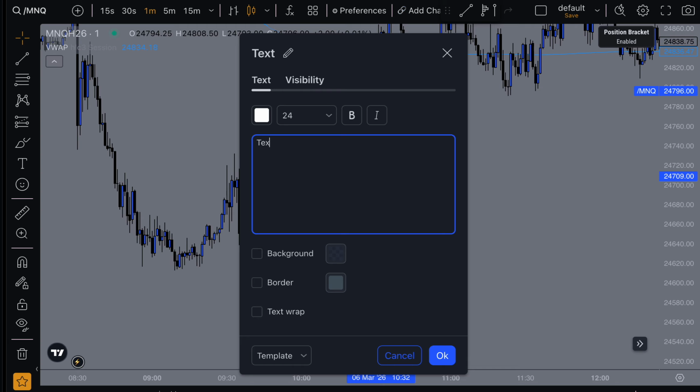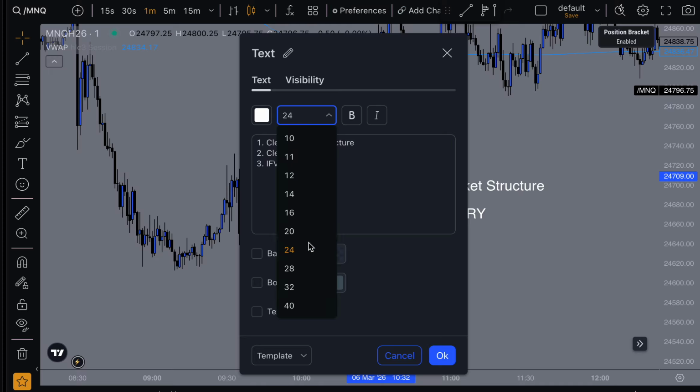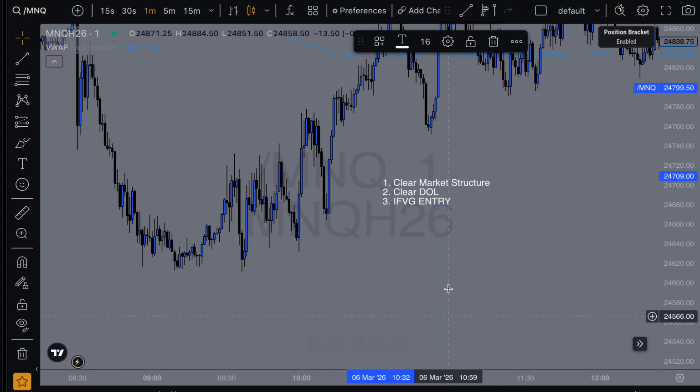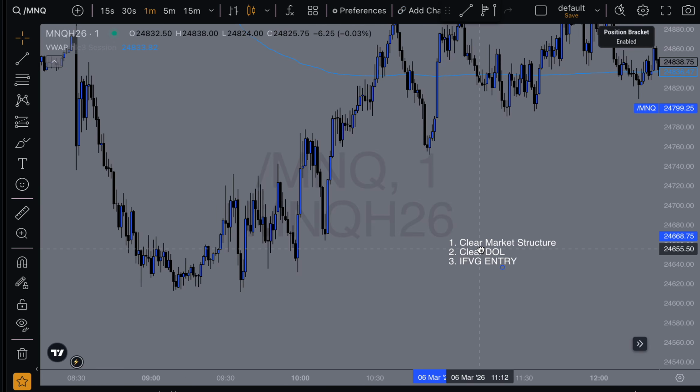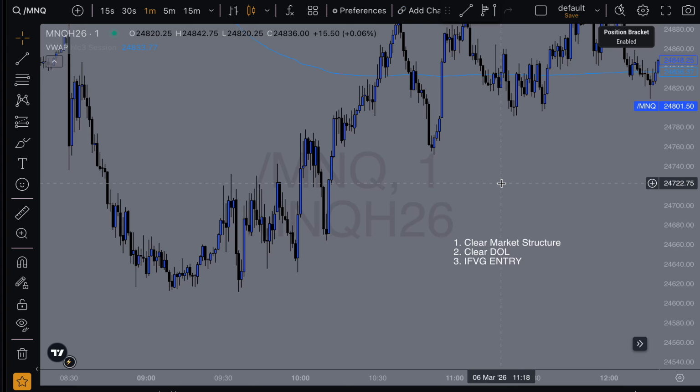First step, clear market structure. Step 2, clear draw and liquidity. Step 3, IFVG entry. Such a simple model, but it has a lot of discretion and takes a lot of patience. It's literally all it is though. You need clear market structure, clear draw and liquidity, and an IFVG entry.